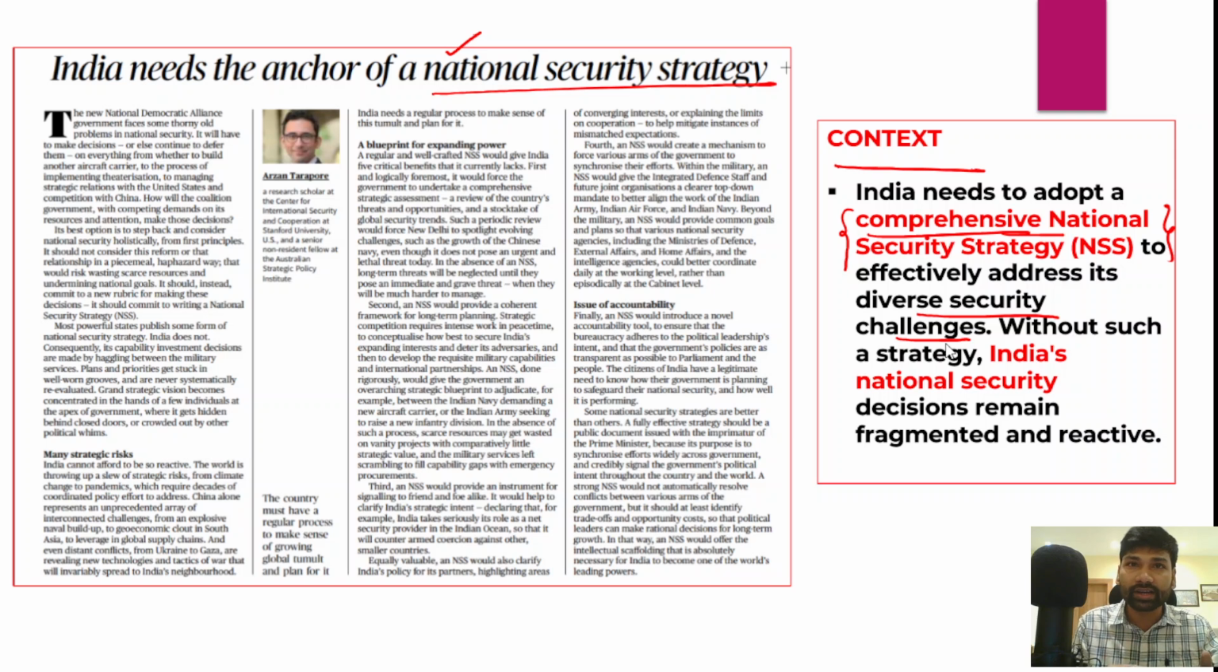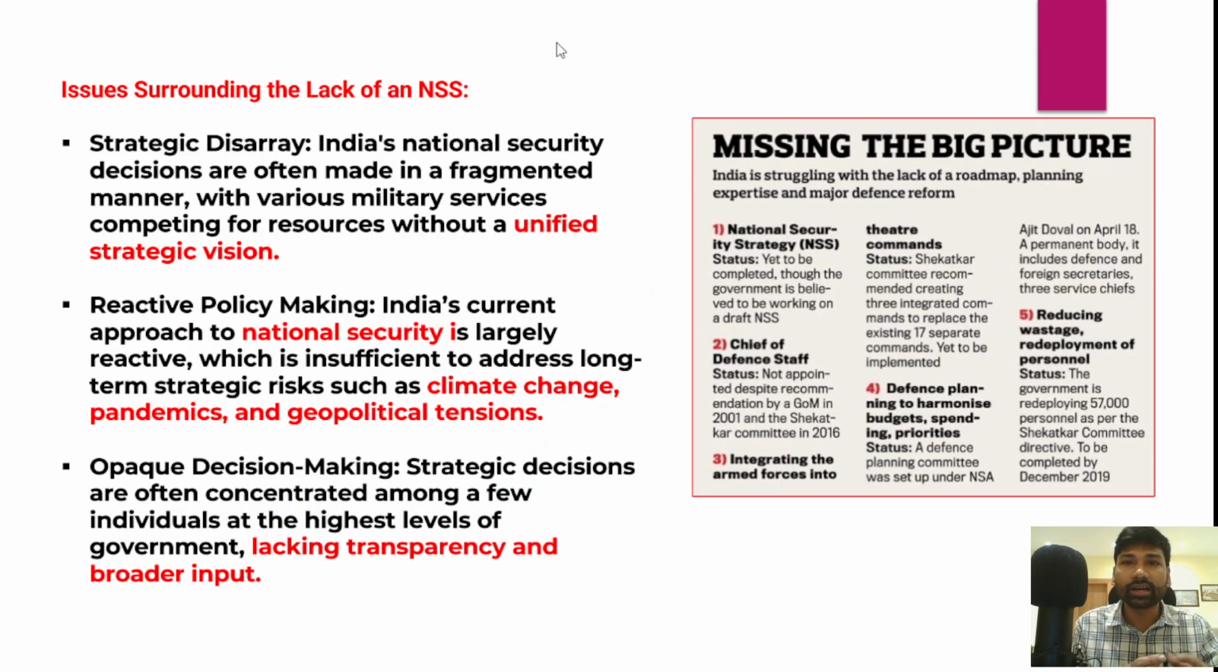Because remember, India is a country which has two neighbors that are nuclear armed. So if you look at India's current national security decisions, they remain fragmented and mostly reactive in nature. And in fact, when we talk about a national security strategy, there are a number of countries who have one. For example, the US has its own national security strategy, China and even Pakistan also have some sort of a prototype of this national security strategy. But it is very surprising that India doesn't have such a national security strategy.